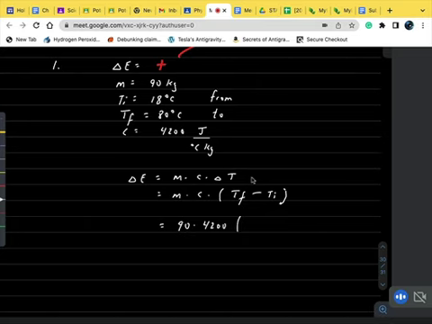Now, how do I know that the 80 is the final? It says that we go from, those are your key words, from to something else. So whatever we go from is the initial. Whatever temperature we rise it to, that's your key word, to is your final.